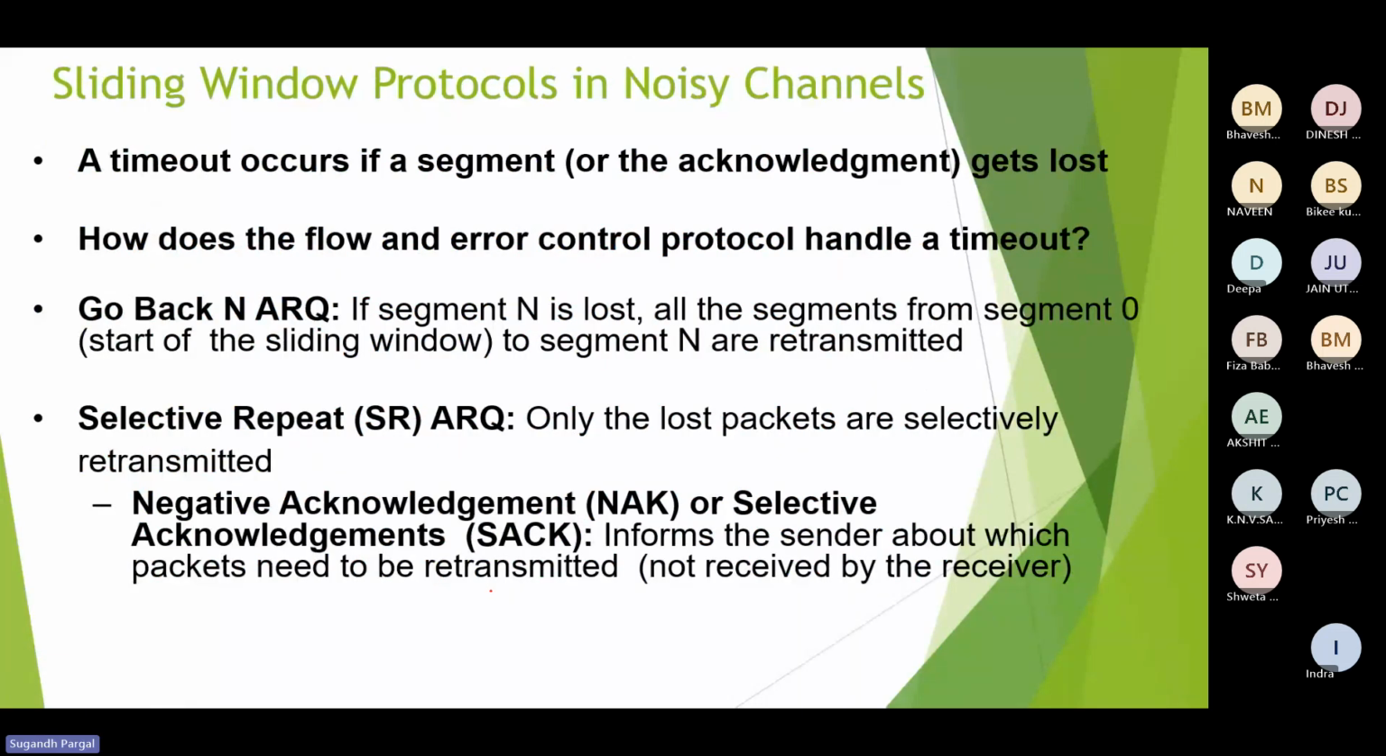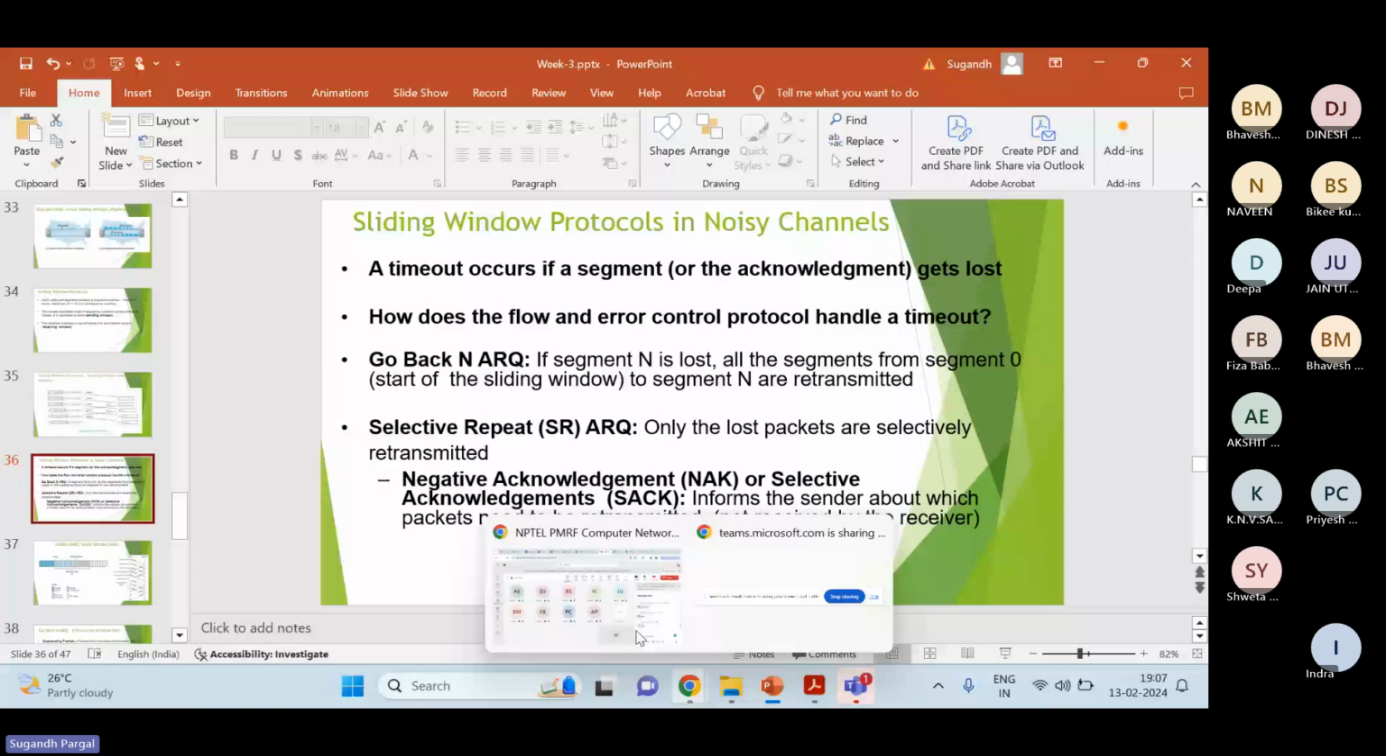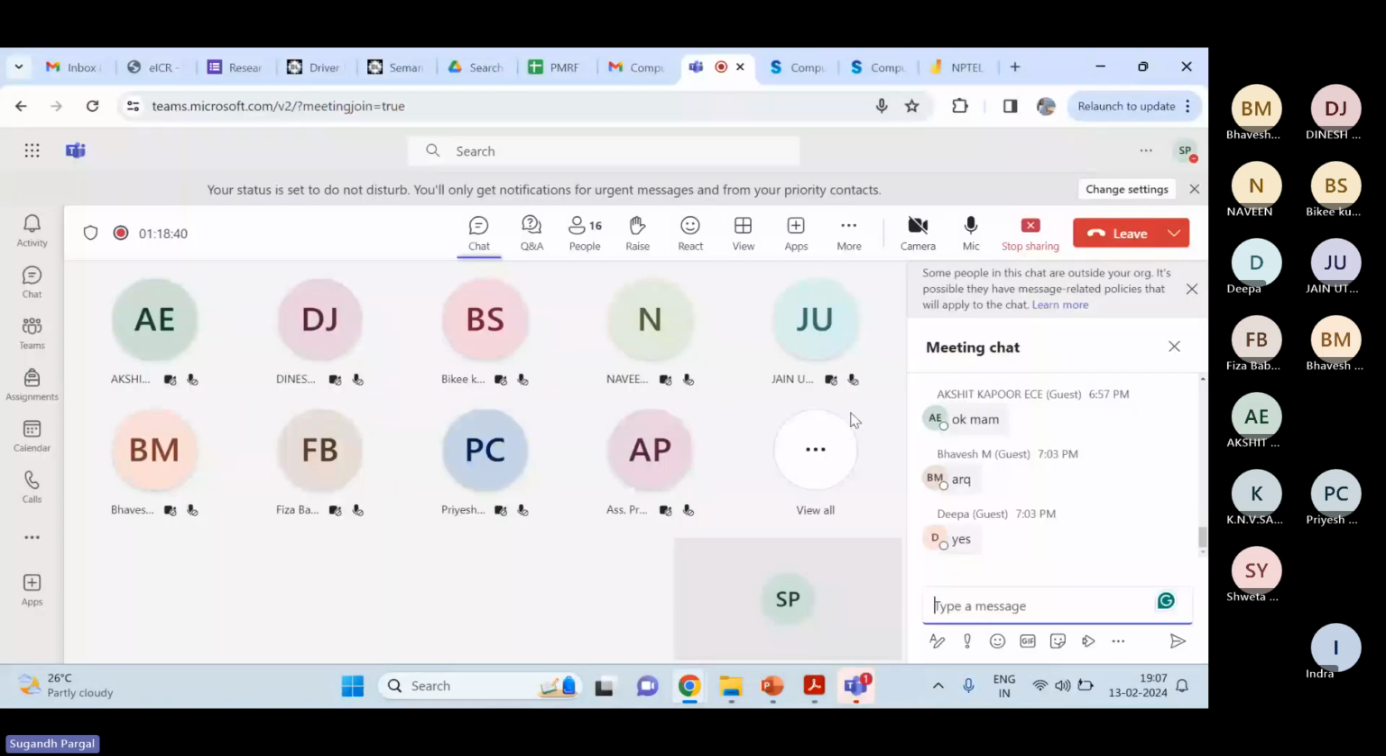So how does the sliding window protocol work in a noisy channel? Is everyone clear about these sliding windows, the sending windows and the receiving windows? This is a difficult concept and an important concept in computer networks. So if anyone has any confusion, just ask. You can ask now.